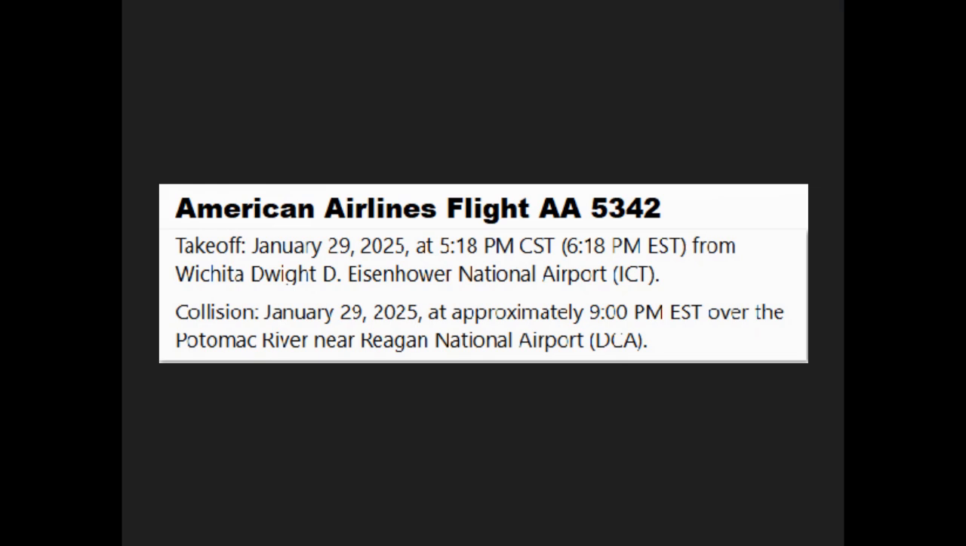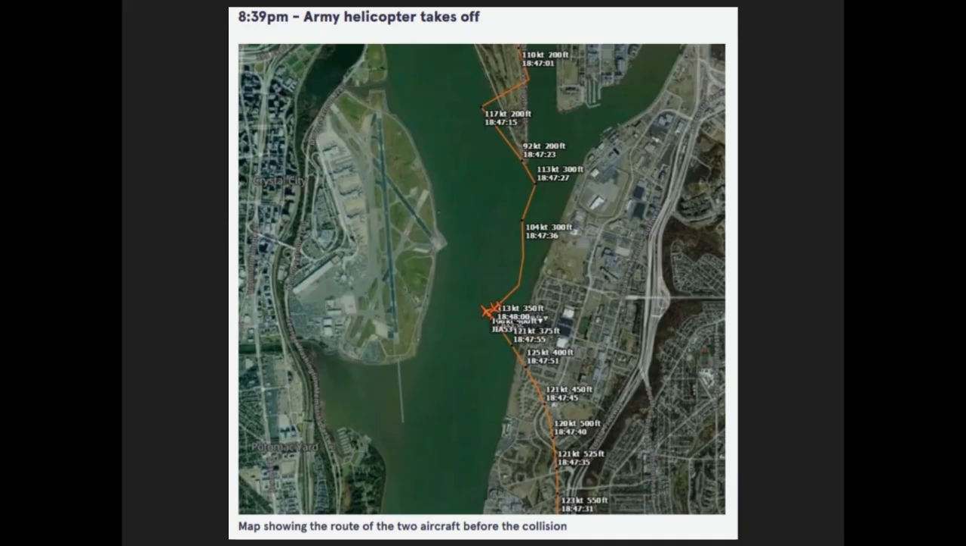Here's the chart data itself. The American Airlines flight AA5342, its takeoff on January 29th, 2025 at 5:18 p.m. CST from Wichita, Kansas National Airport, and the collision occurred at approximately 9 p.m. EST over the Potomac River. Here's a photograph of the intersection between the two aircraft, an Airbus and a helicopter.